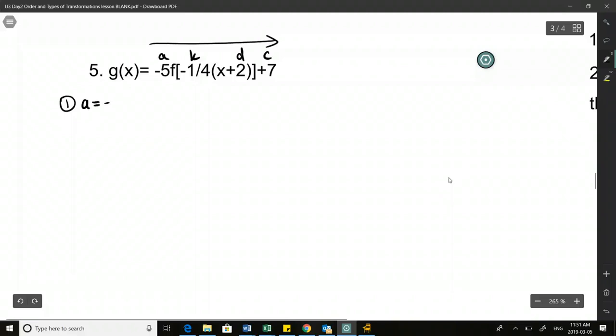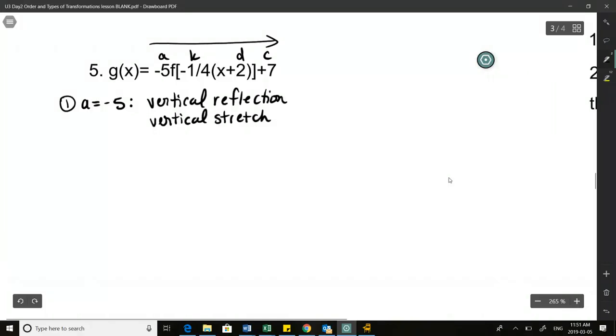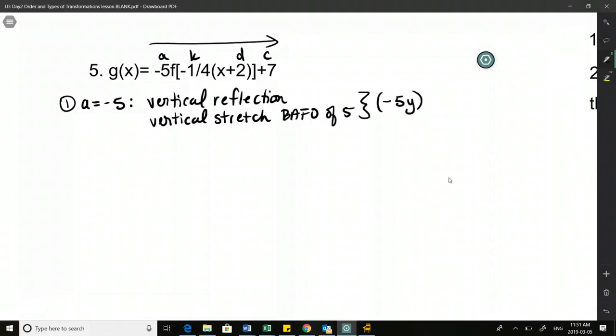So A here is -5. This is actually 2 different transformations. The negative part of this is a vertical reflection. The 5 part of this is a vertical stretch by a factor of 5. Together, this tells me to multiply my y's by -5. The negative will flip it, the 5 will stretch it.